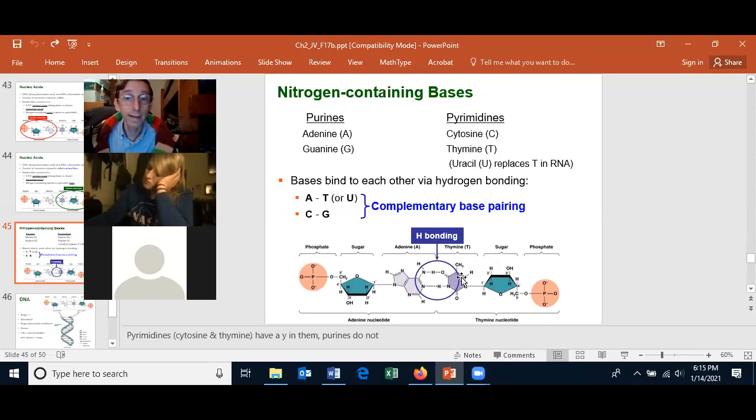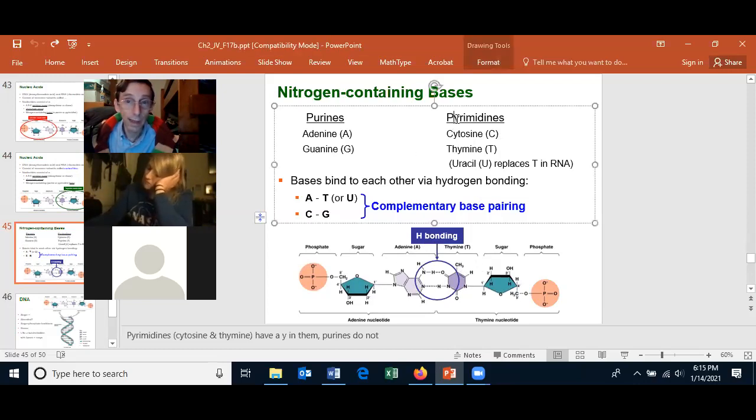In DNA, it's easy to remember the pyrimidines from the purines because pyrimidine has a Y in it, and cytosine and thymine have Y's in their names. So for DNA, just remember that the pyrimidines have a Y in them, and cytosine and thymine are the pyrimidines in DNA. Okay? Any question there? The purines do not have a Y in them. Neither adenine nor guanine have a Y in them.